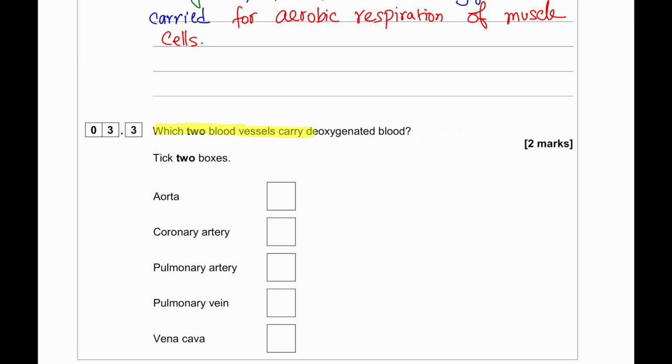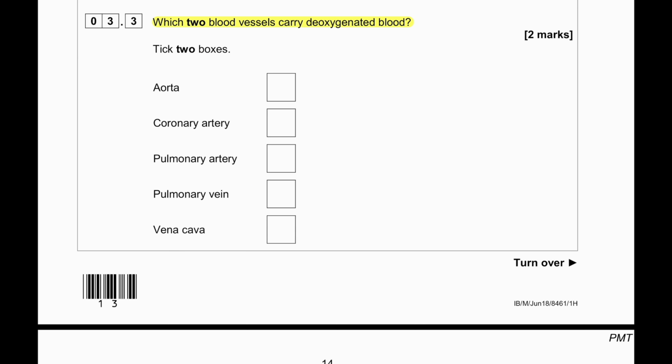Which 2 blood vessels carry deoxygenated blood? So we know that the aorta carries oxygenated blood, and the coronary artery carries oxygenated blood. However, the pulmonary artery carries deoxygenated blood, and also the vena cava carries deoxygenated blood. However, the pulmonary vein brings oxygenated blood from the lungs to the heart. So this one carries oxygenated blood.